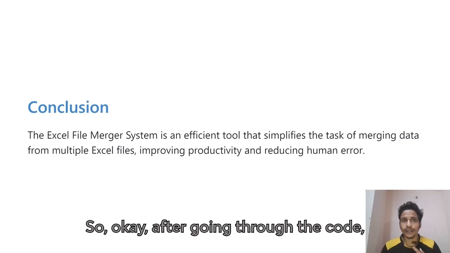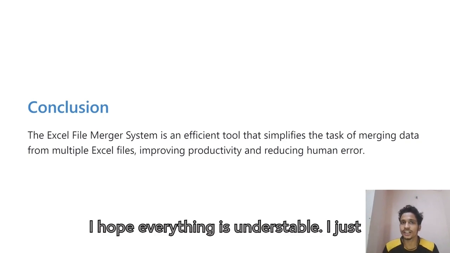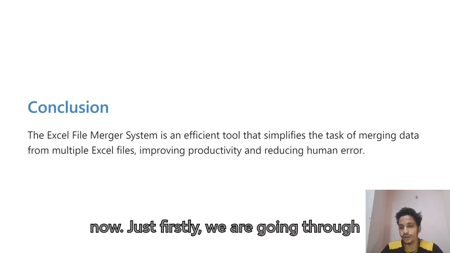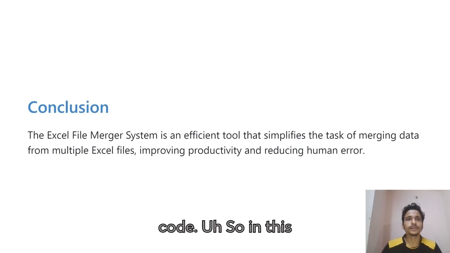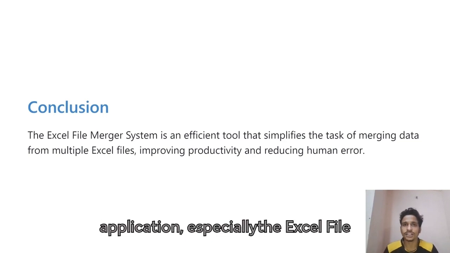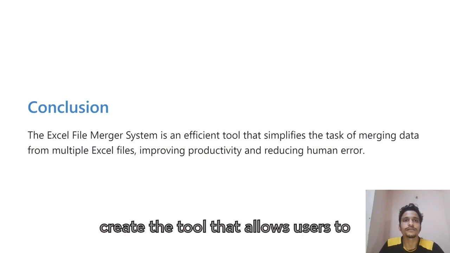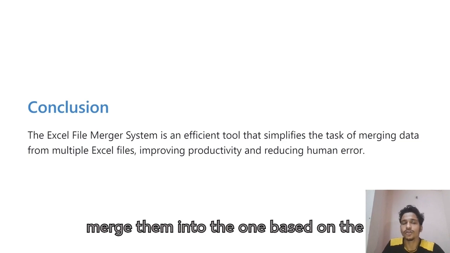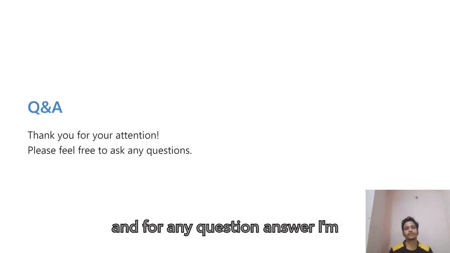Okay, after going through the code and understanding how everything works, I hope everything is understandable. I just want to summarize what we have done until now. Firstly, we went through the slides of the objective, then the demo, and after it, we went through the code. So in this course about the outcome, we really focused on building a practical web application, especially the Excel file merger system. The goal was to create a tool that allows users to easily upload multiple Excel files and merge them into one based on the common column, which is used for attendance and marks. And for any questions, I'm open to answer.